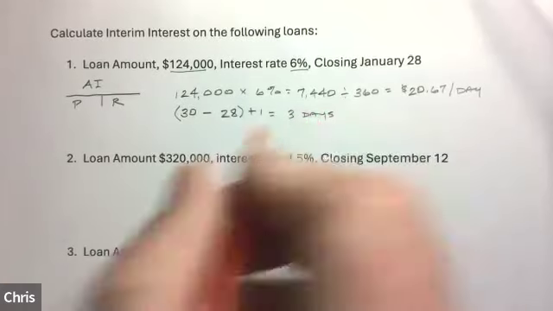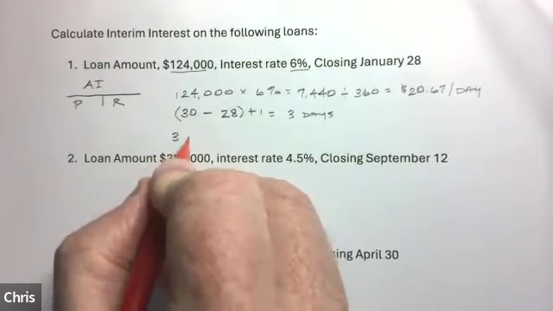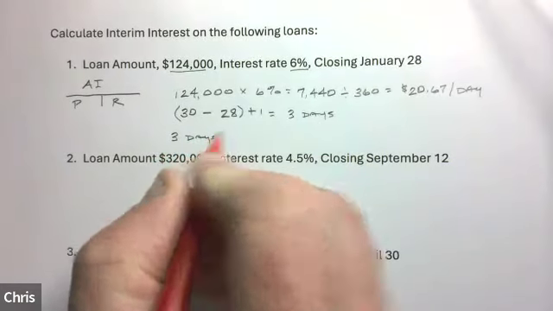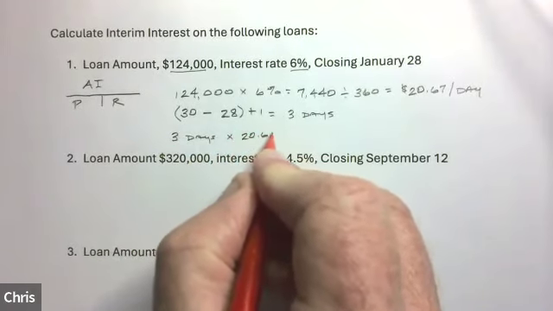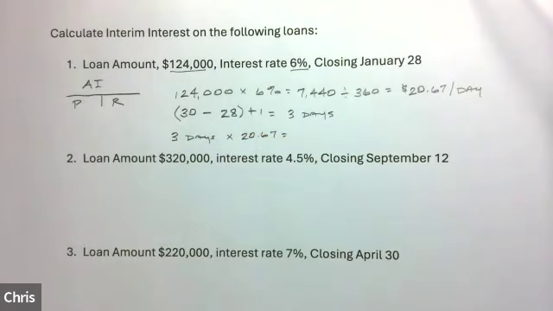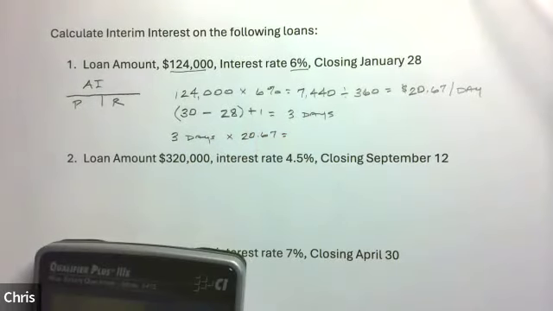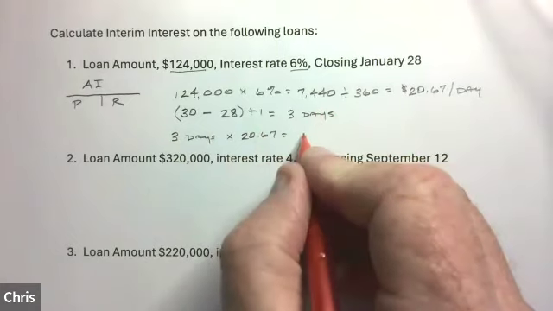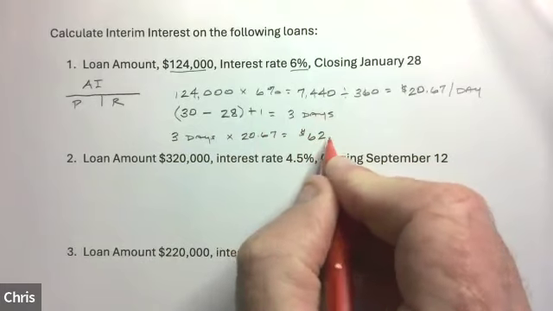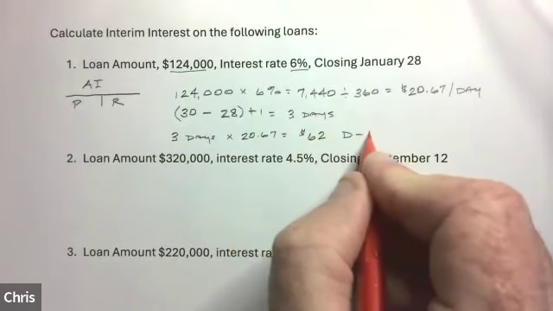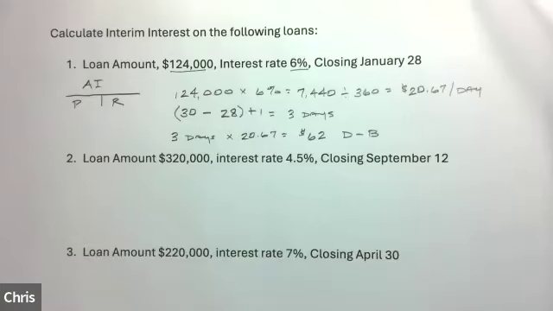And now we can figure out this problem. 3 days times $20.67 per day equals, that's 3, I have it came out to $62. Hopefully yours will be very, very close to that as well. $62 debit buyer. Why debit buyer? Because this is dealing with the buyer's new loan and the seller has nothing to do with the new loan. So this has nothing to do with the seller. Okay, interim interest.